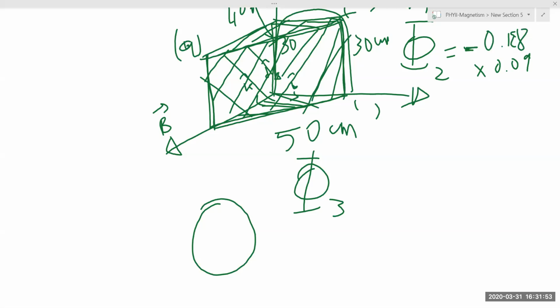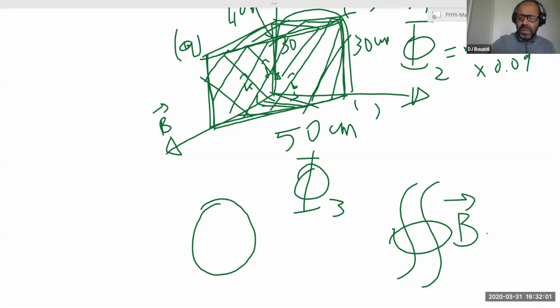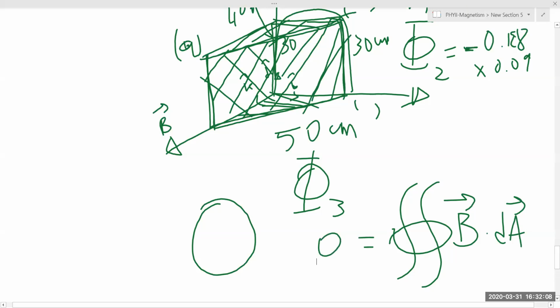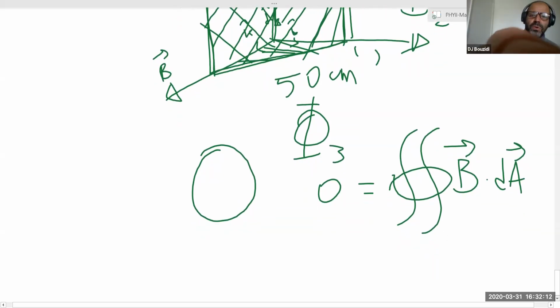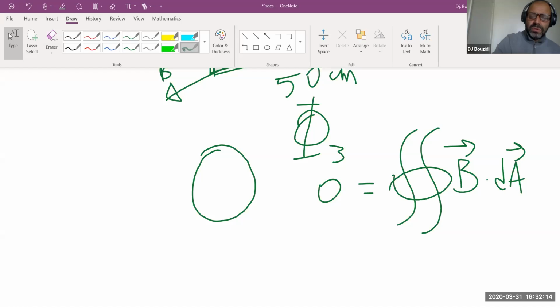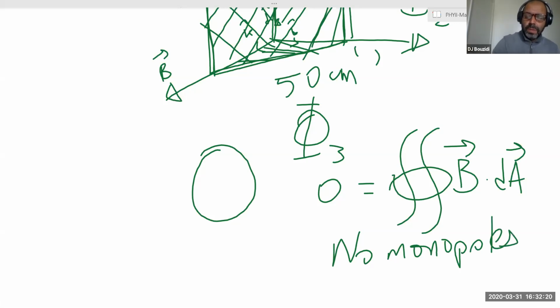Because of Gauss's law. Gauss's law for the case of magnetism states that the flux over any closed surface of the magnetic field is 0. And why is that? Because there are no monopoles. You cannot isolate the North Pole by itself and the South Pole by itself. End of the story. No monopoles. That's an important law, okay?